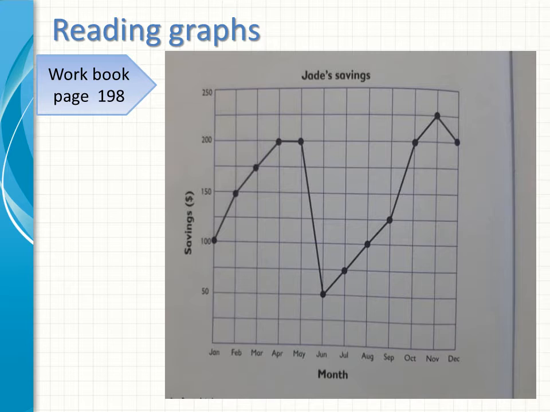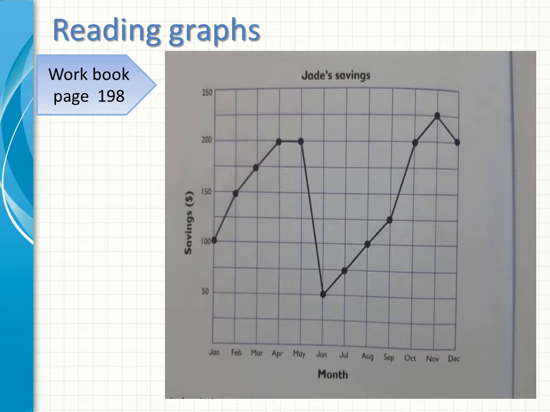I would answer also question H, and then you can answer the rest on your own. It says, during the year, Jade bought a new mobile phone with her savings, and the cost of the phone is $150. In which month do you think that Jade bought the mobile phone, and why did you choose the month? First, let's find the month we think she could have bought a phone for $150. Her savings in January was $100. Her savings in February was $150. The difference is $50, so obviously she would not be able to buy a phone at that time.